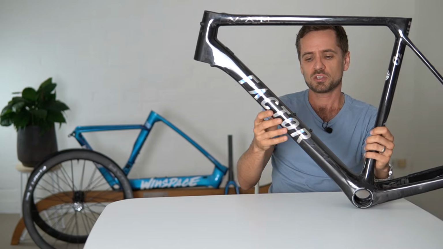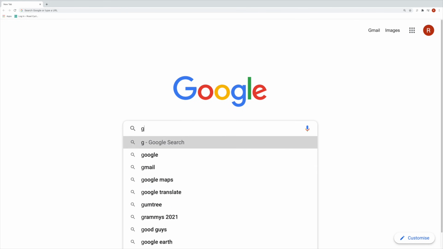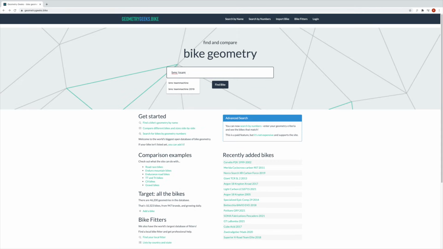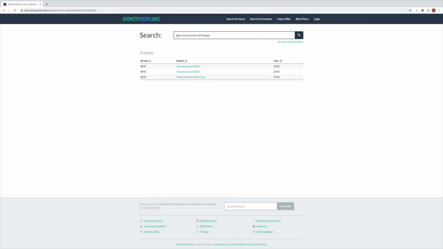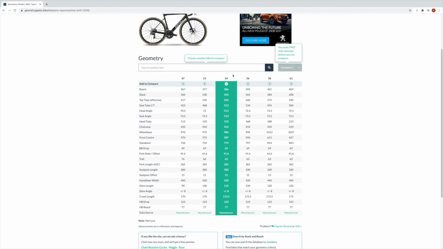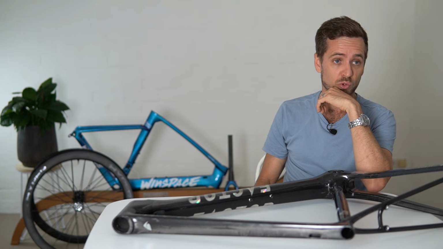So what you do is you look up the geometry of your current frame. You get those three numbers, you pull them out of the table, and you go, right, well, ideally, I think I would like to run a longer stem on the next bike that I buy. So I'm going to find something with a slightly shorter top tube.